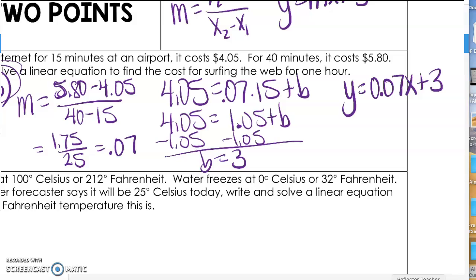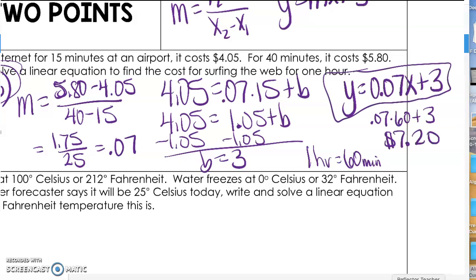So then our question is to figure out how much it's going to cost for 1 hour. So you need to know that 1 hour is equal to 60 minutes. So you'll do 0.07 times 60 plus 3 and get a total of $7.20 for your final answer. So you need this equation and you need $7.20 for your final answer.